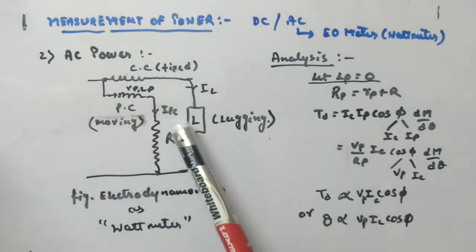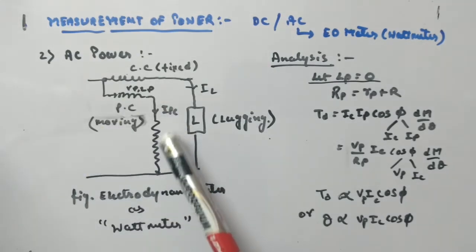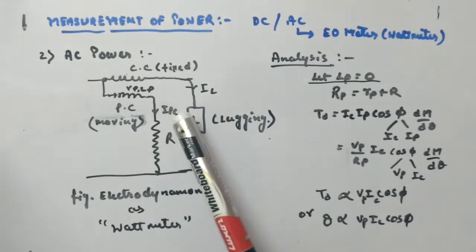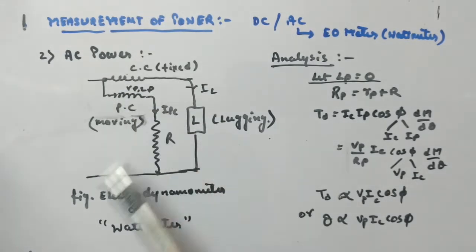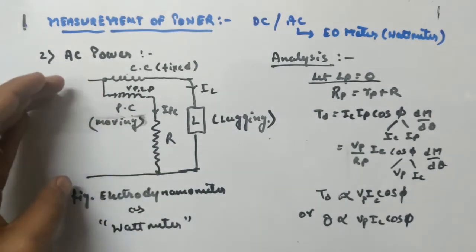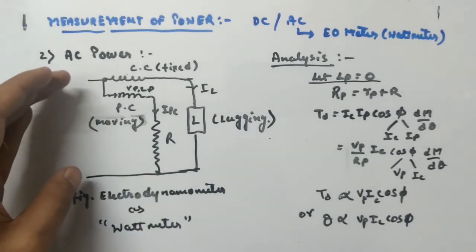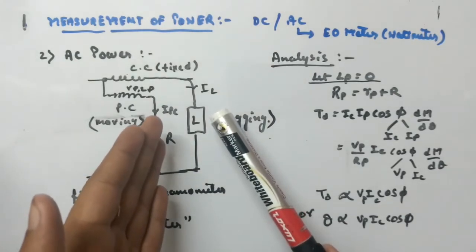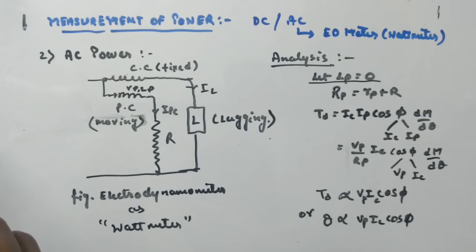Here there is one big resistance to limit the current to a small value in the pressure coil, and IPC is the current in this branch. So whatever you measure from here, the voltage and current and the phase difference between the voltage and current across the load, that is what your power will be, the wattmeter reading.